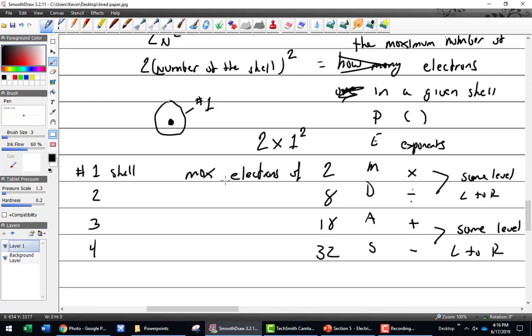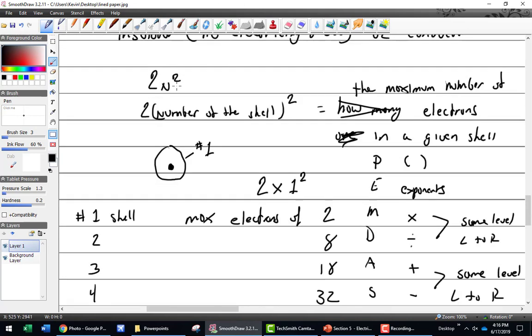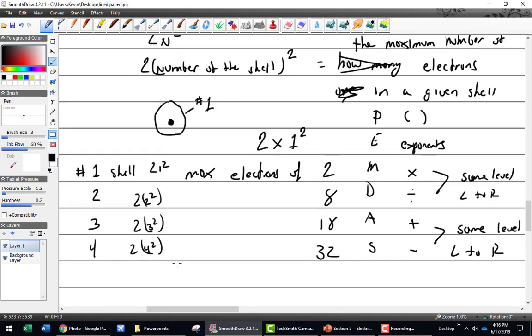Okay. All right, so we've been talking about this for a while. I've replaced this. The formula is 2n squared. N is the number of the shell. So this is 2 times 1 squared. This is 2 times 2 squared. This is 2 times 3 squared. And this is 2 times 4 squared. I'm glad you brought that up, though, so I can put it like that. All right? Everybody follow? Okay.